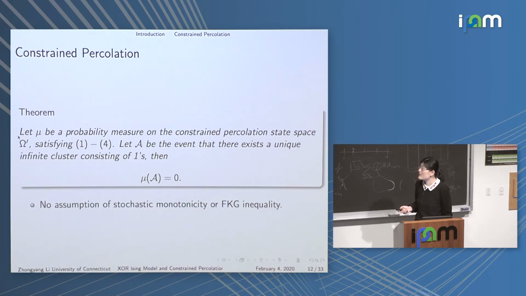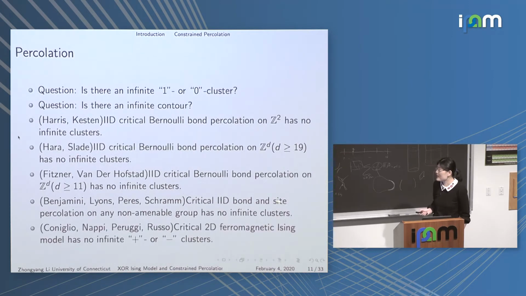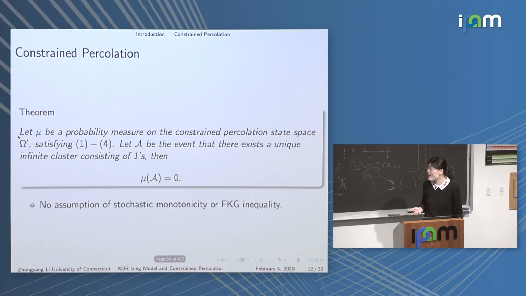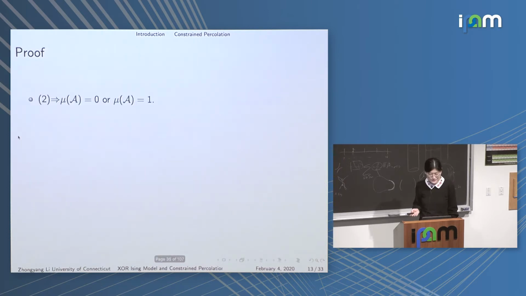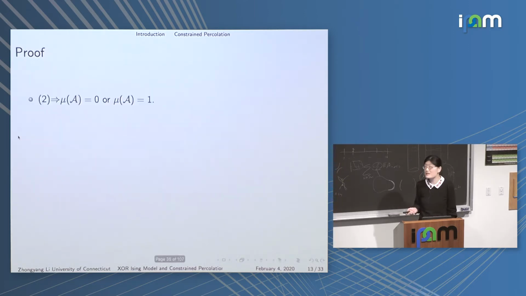In this theorem, we make no assumption of stochastic monotonicity or the FKG inequality. In particular, the i.i.d. Bernoulli case and the ferromagnetic Ising case all satisfy stochastic monotonicity or the FKG inequality. But in the constrained percolation case, in general, these conditions do not hold. However, even without these conditions, we can still prove the non-existence of a unique infinite 1 cluster.